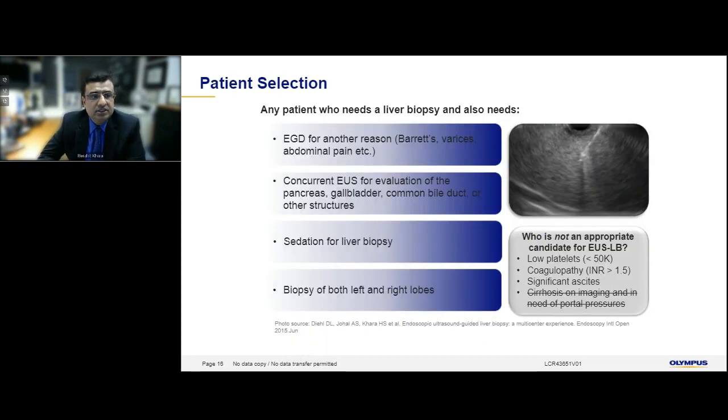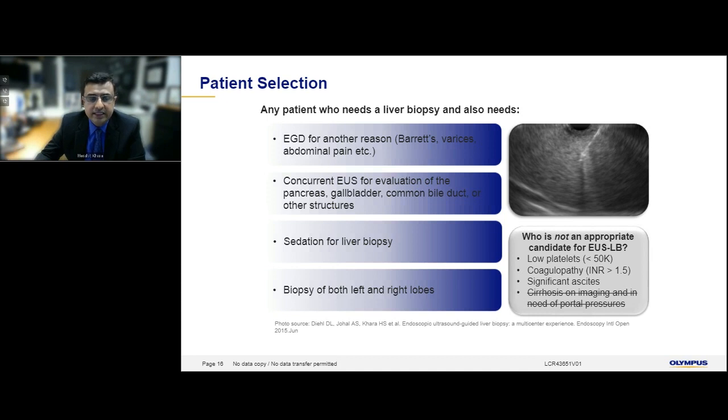So the patient selection, as I briefly mentioned: if the patient is already coming in for an endoscopy for any other reason, it could be a Barrett's follow-up, a variceal screening, an abdominal pain workup where there is underlying peptic ulcer disease to rule out, or if they need a concurrent endoscopic ultrasound evaluation for pancreatic or biliary pathology, or if they require sedation for liver biopsy, or the need of a bilobar sampling, all of these are very easy cases to tag along an EUS liver biopsy if there is the need for the information for parenchymal liver disease assessment.